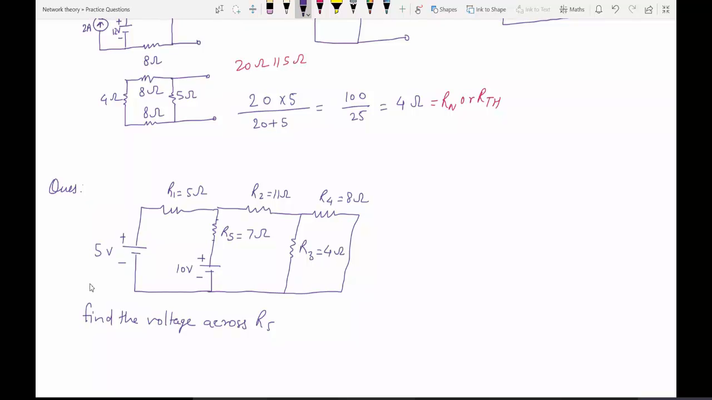Very simple. Suppose we take one notation, suppose this is plus, this is minus, then only we can write the voltage. So plus and minus, this is given. So if we find the voltage across R5, what we will have to do? There are two sources, we will have to use both the sources one by one. Okay. So let us use it.